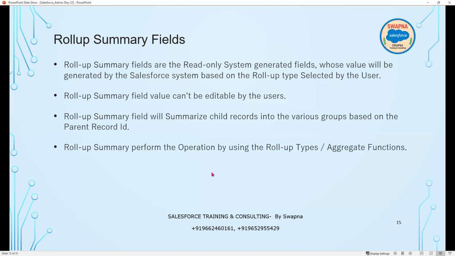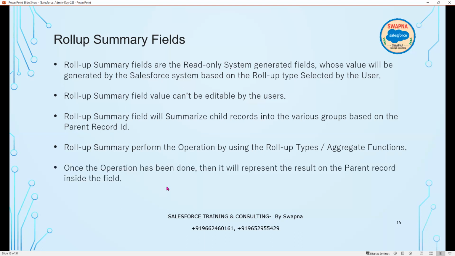And the fourth observation is that the roll-up summary performs the operation by using the roll-up type, or an aggregate function. What are the aggregate functions here? Minimum, maximum. These are the aggregate functions. So we have different roll-up types which are already available while creating the roll-up summary field, which we can select.